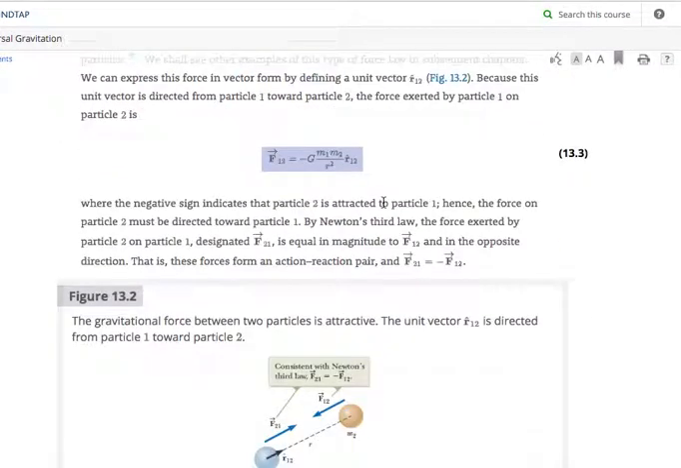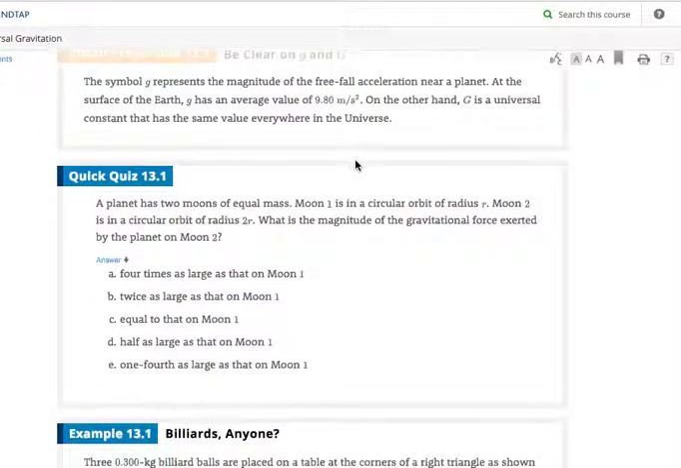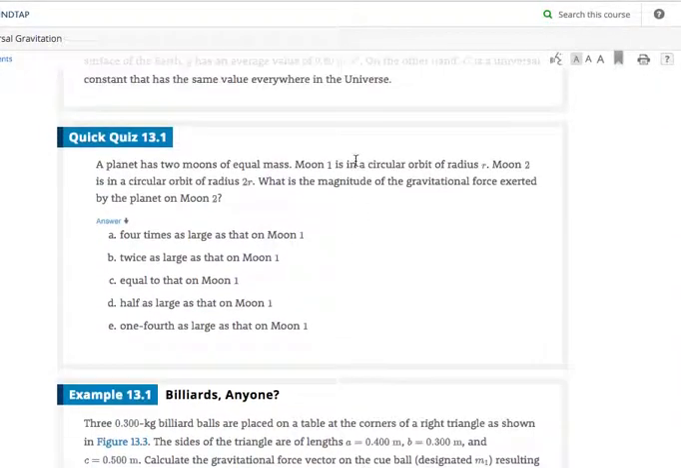Which means that the force of 1 on 2 is equal to the force of 2 on 1, according to Newton's third law, equal and opposite forces. Whereas this vector is indicating direction. They are equal in magnitude and opposite in direction.